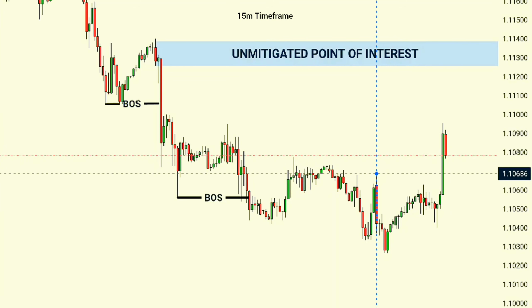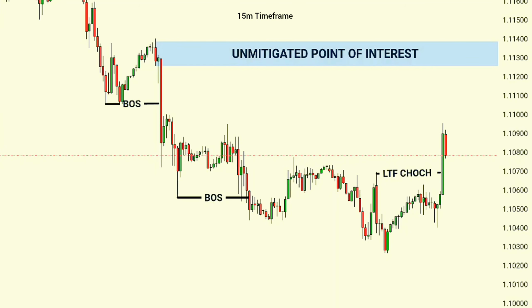Low time frame change of character appears when price shifts direction inside a key zone after a retracement. In this chart, once price returns to the point of interest, it briefly moves upward, then suddenly breaks a recent higher low on the lower time frame. That small internal break signals weakness in buyers. This shift tells us that the temporary upward movement was only a pullback, not a new trend. Sellers regain control, and structure starts forming lower highs and lower lows again.